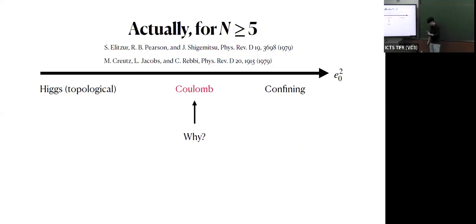But actually, for n greater than or equal to 5, there is a Coulomb phase, by which I mean this is a phase with emergent massless photons. To use a famous phrase in physics, who ordered that? This is a theory of just discrete variables. How is it possible that you can get a photon emerging in the spectrum? This is what we would like to understand.